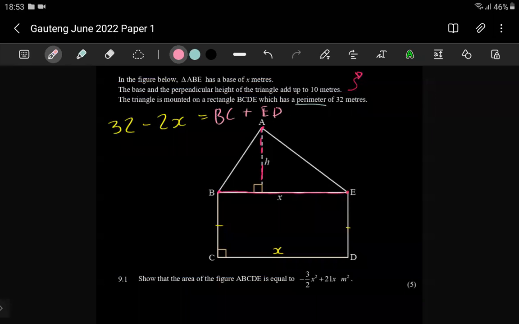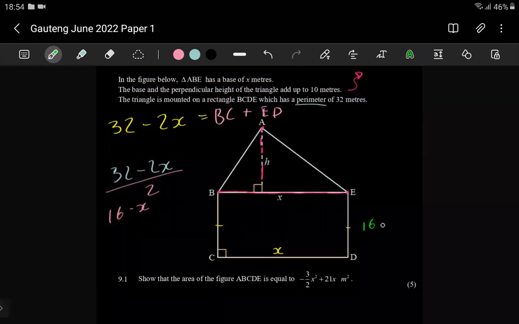However, we know that BC and ED are the same. So the length of BC and the length of ED is just going to be 32 minus 2X divided by 2. If you simplify this, you're going to get 16 minus X. So we know that this side here can be written as 16 minus X. This side here, we can write it as 16 minus X.